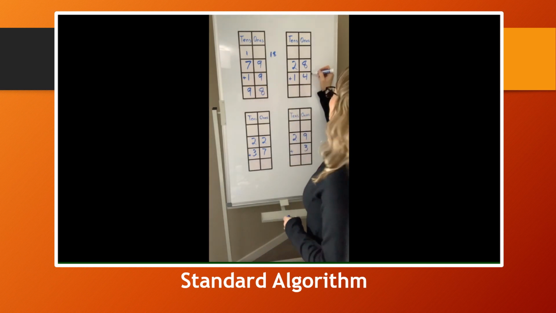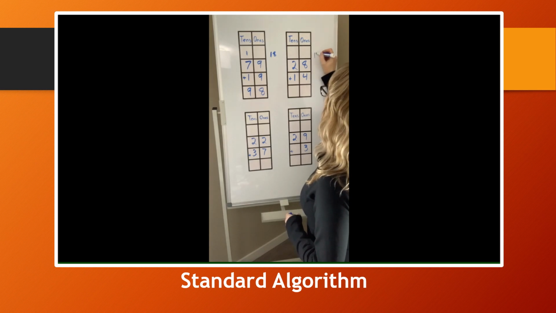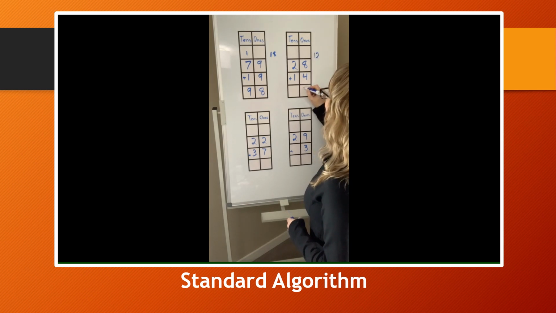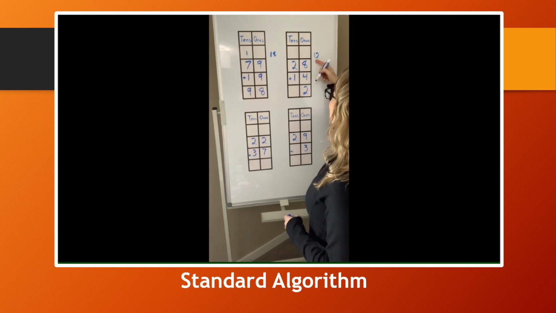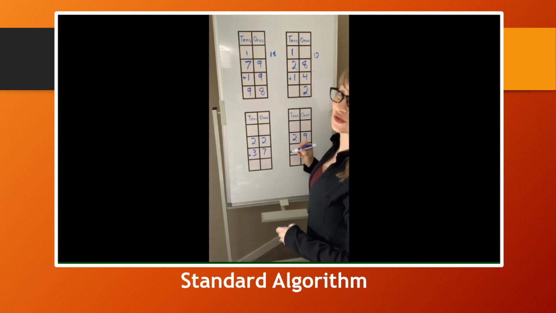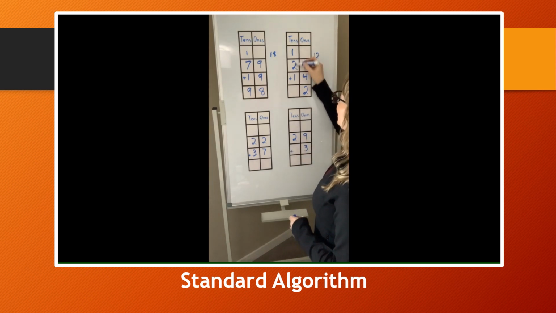Moving over here, 8 plus 4 is 12. We're going to put the ones, 2 here, and the 10 from the 12 is going to go over here on top. Now we're going to add all our tens together. 2, 3, 4 tens.